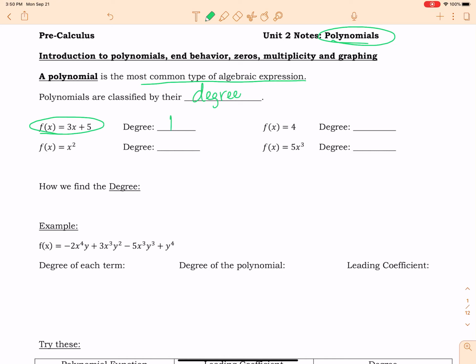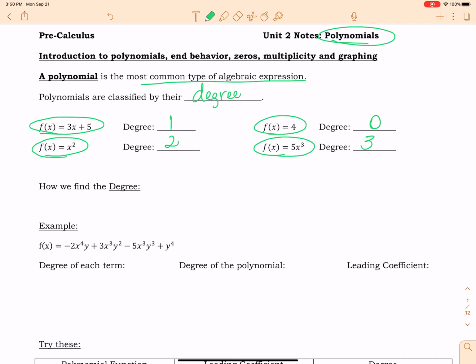All right, let's look at f of x equals 4. Well, there's no variable, so guess what? The degree is 0. All right, let's look at f of x equals x squared. Well, obviously, it would be a 2. And then, of course, when we look at this one right here, f of x equals 5x to the third, the degree is 3 because it's x to the third. Now, this is really easy when you just have one term that has a variable.